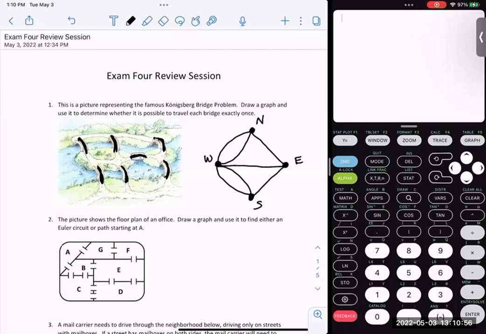When it asks us to figure out if we can travel each bridge exactly once, what it's really asking is whether it is possible to have an Euler path. I just remember E for Euler, E for edges. Euler paths basically mean that you want to travel each edge exactly once and no more than once. So we can use Euler's theorem to figure this out.